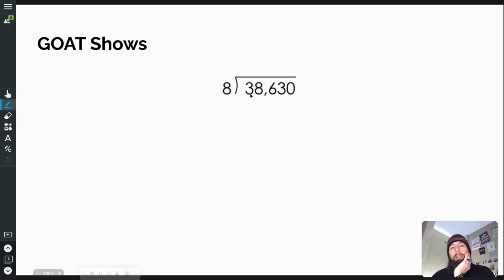Now we're doing 38,630 divided by 8. It's still the same process, just larger numbers. Okay? So 8 can't go into 3. So you do the next two numbers. How many times does 8 go into 38? 8 times what is 38? Well, 8 times 4 is 32. So 8 times 4 is 32. Subtract those guys. 8 minus 2 is 6. 3 minus 3 is nothing. Drop down the 6.